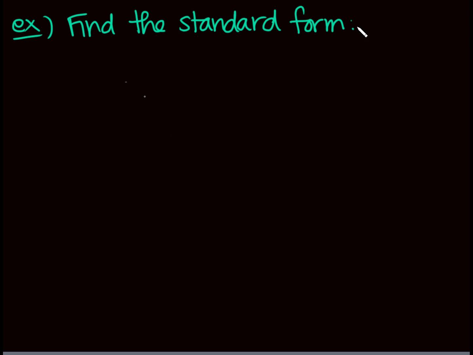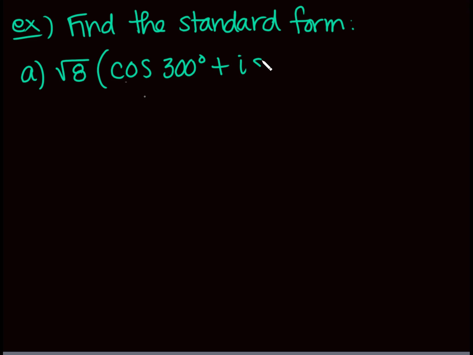So let's write the complex number in standard form. Let's start with something pretty simple. Let's look at root 8 times cosine of, just for something different, let's look at degrees first. So how about cosine of 300 degrees plus i sine of 300 degrees. These angles must be the same so that we end up with one number.